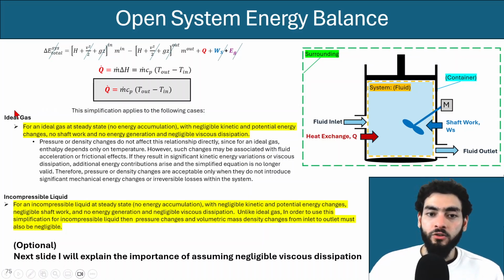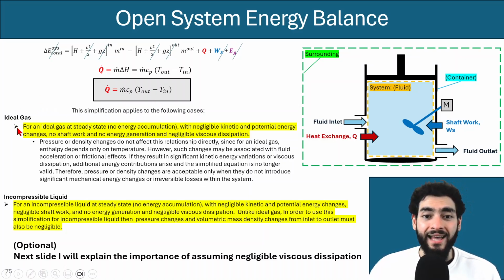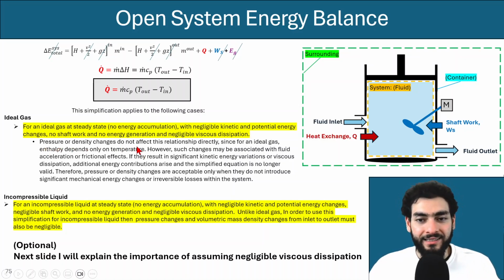Anyways, again, to use this equation for the ideal gas, I said we need to be able to make these assumptions. And also I want to note that pressure or density changes of the ideal gas do not affect this relationship directly, since for an ideal gas, enthalpy depends only on temperature. However, such changes may be associated with fluid acceleration or frictional effects, and if they result in significant kinetic energy variations or viscous dissipation, then obviously additional energy contributions arise, and this simplified equation is no longer valid.